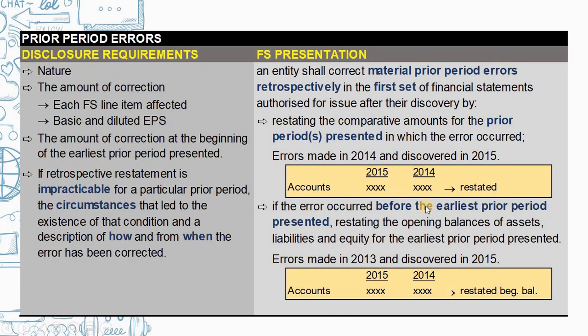Again, since the earliest prior period presented is 2019, all account balances in 2019 that were affected by the error should be restated. And for any errors that occurred before 2019, the earliest prior period presented, the opening balances of the assets, liabilities, and equity for 2019 should be restated. Again, for any errors that occurred before 2019, we need to restate all beginning balances.